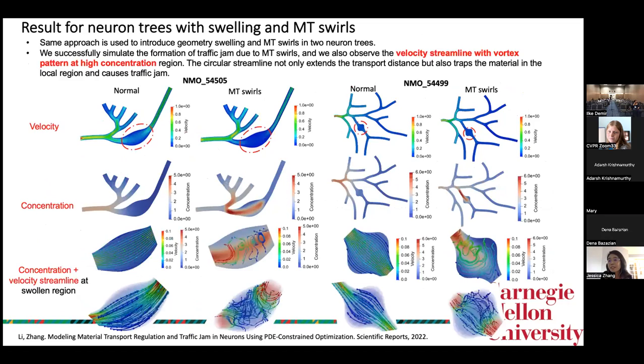So there are more studies on the complex tree structure with the swelling geometry and the microtubule swirl. From the vortex streamlines, you can compare with the normal transport. You see those vortex patterns, and this shows another structure. So we observe a vortex pattern. They happen in the high concentration region. That is interesting.